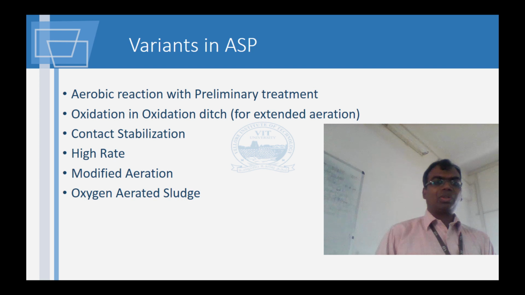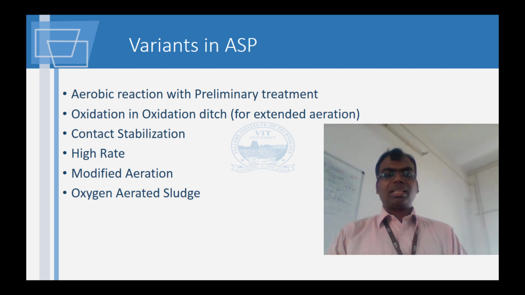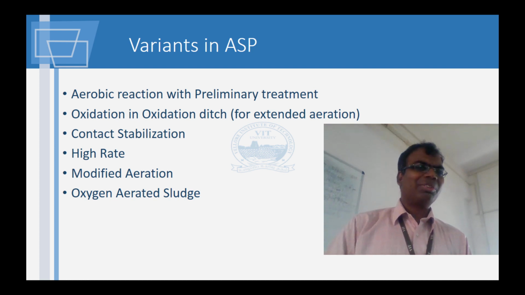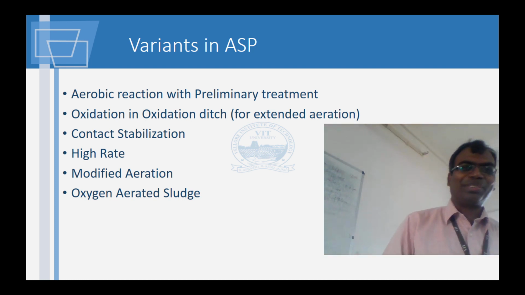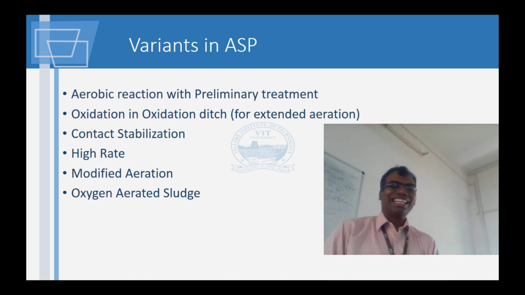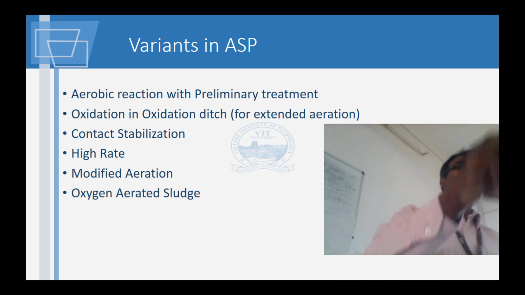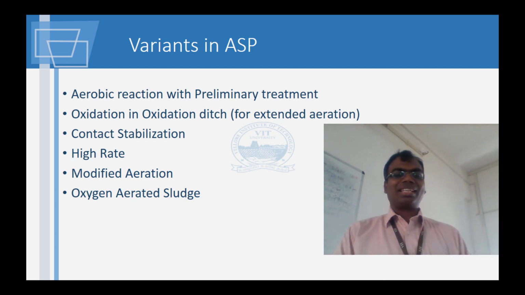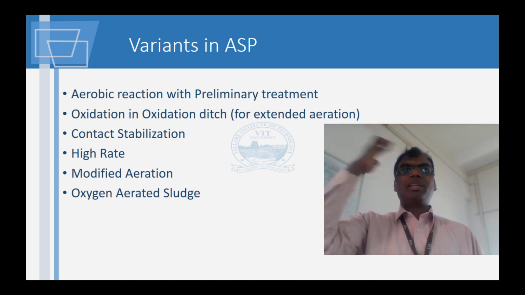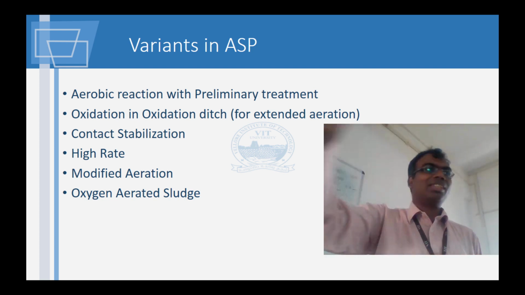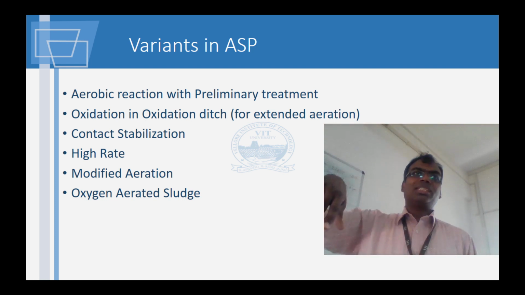Okay, so the next is the oxidation ditch. I know it's just not coming to my mouth, so I will leave it at that. It was there in the last lecture. So then, yeah, you had an oxidation ditch. In the previous video, you saw that there was a long blue thing with some circular thing, right? So actually, it's an oxidation ditch.